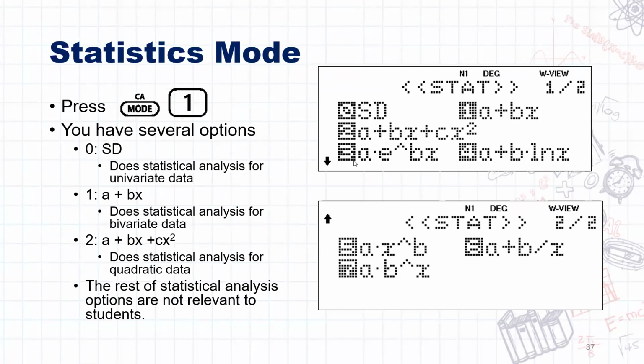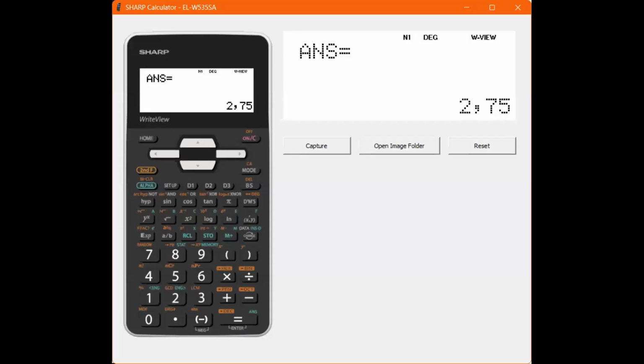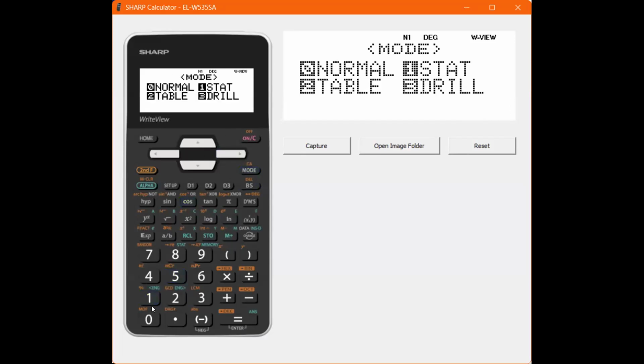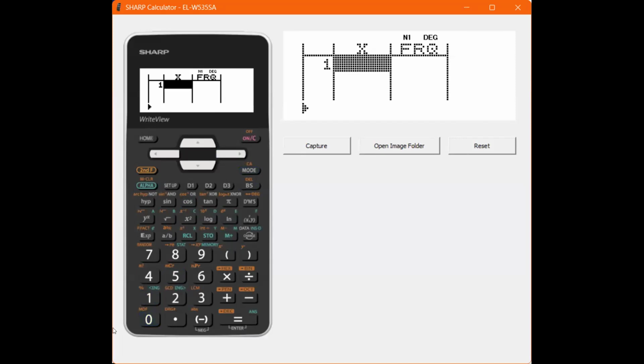All right, so for statistics, we're going to talk about univariate data here, and that's basically the only sort of data we deal with in Mathlets anyway. So mode and 1 for stat, and we're just going to use single data. In other words, Mary's maths box or whatever sort of suits you. Okay, so I'm going to type in random numbers here. 96. So just number equals, number equals, number equals.